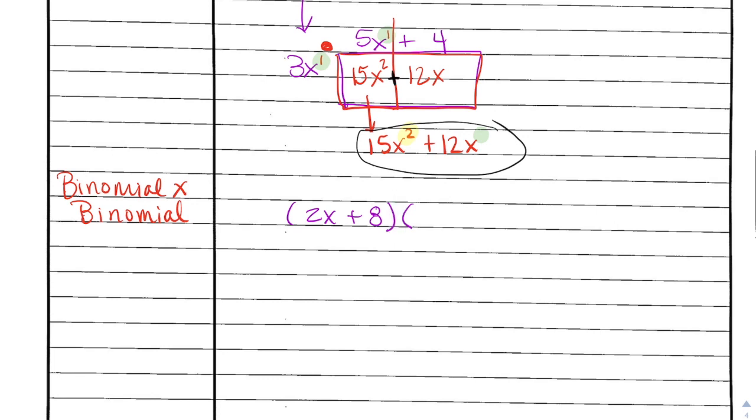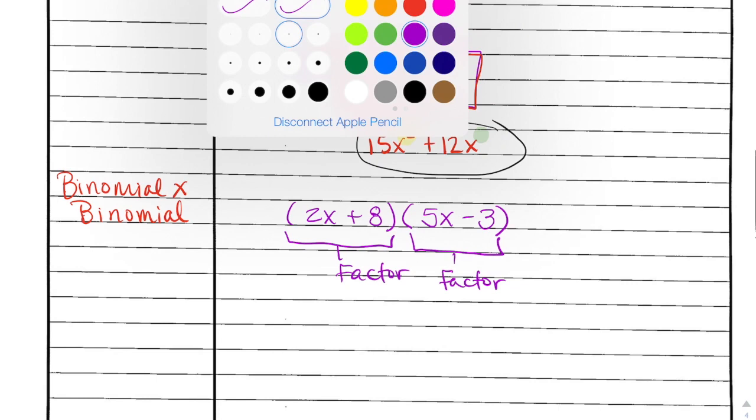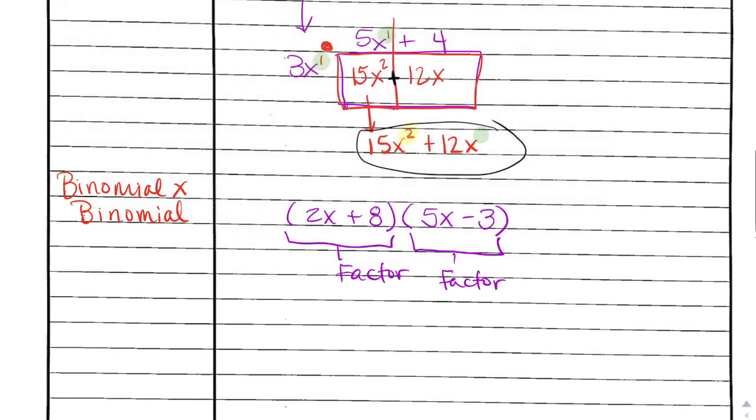So we have 2x plus 8, and let's do 5x minus 3. So now we're multiplying our factors, right? This is a factor, this big chunk right here, and this is a factor. And they're multiplying together because they're touching, right? We have multiply right in the center.